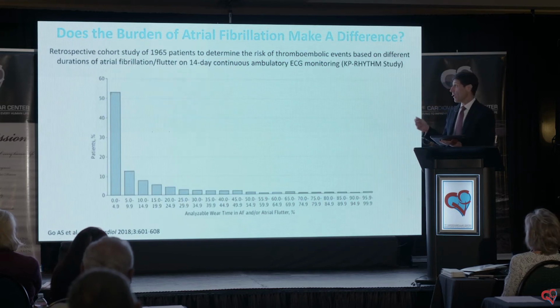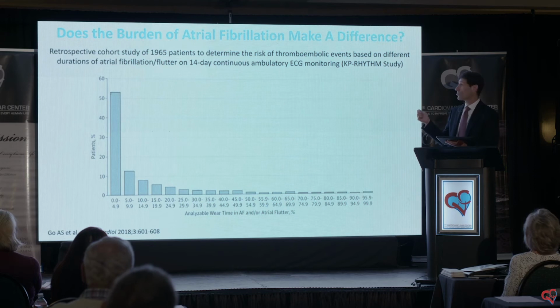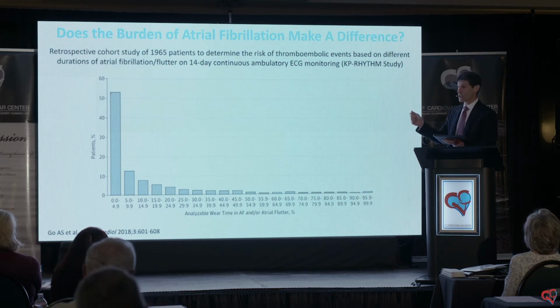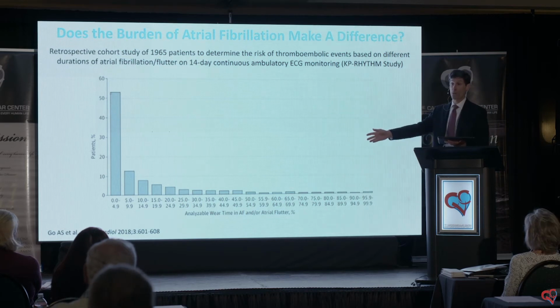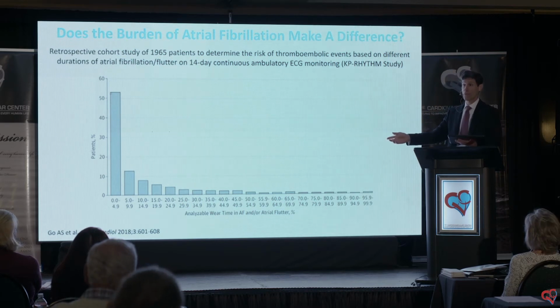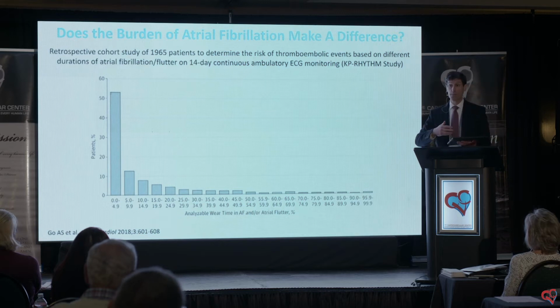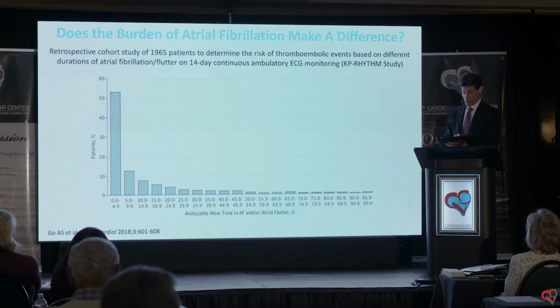This is another study, and this also comes from the Kaiser Permanente group. This was the KP Rhythm study, a retrospective study of 1,965 patients, determining the risk of thromboembolism based on durations of AFib. What you can see here is a lot of people who have AFib have rather brief durations. Their burden of atrial fibrillation is modest. So most people are just not having atrial fibrillation all the time. They're having shorter durations overall.